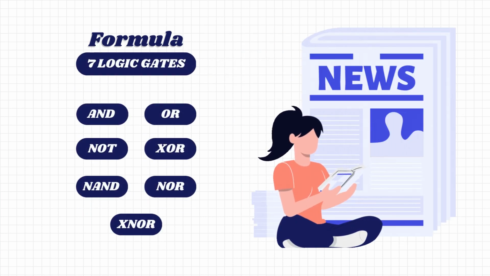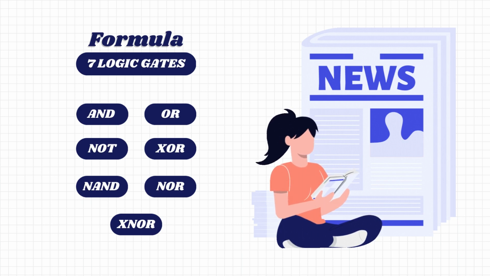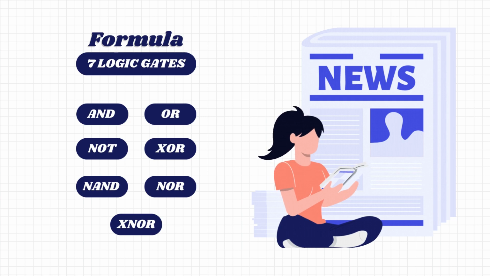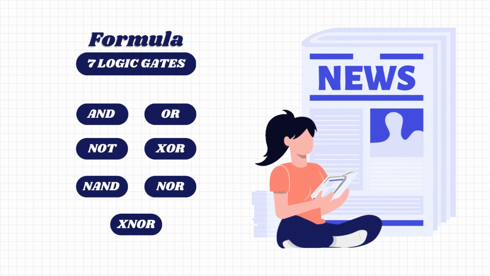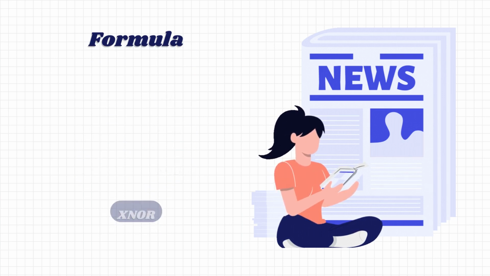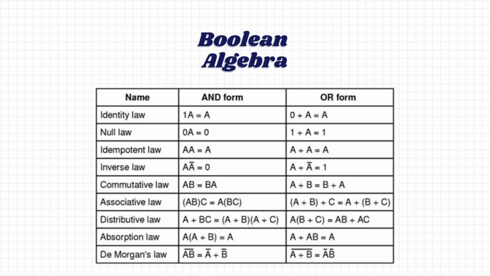Next, we have the formula for the logic gates. There are 7 main logic gates, which are the AND, OR, NOT, XOR, NAND, NOR, and XNOR gate. These 7 logic gates are the most commonly found and applied logic gates. We also have Boolean algebra, which are theorems and formulas which are used to simplify logical statements.